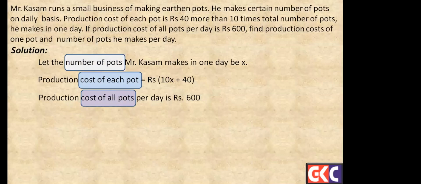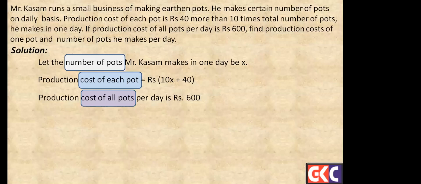Do we have any kind of relation between these three? Number of pots जो X है, cost of each pot जो 10x plus 40 है, cost of all pots जो 600 है. Imagine karo, suppose, forget about this sum. Imagine karo that Mr. Kasam is preparing 10 pots per day and cost of one pot is 20 rupees. So what do you think it will be the total cost? 10 into 20, which is going to be 200. Why? Because number of pots 10 hai, into cost of each pot is going to give me the total cost.